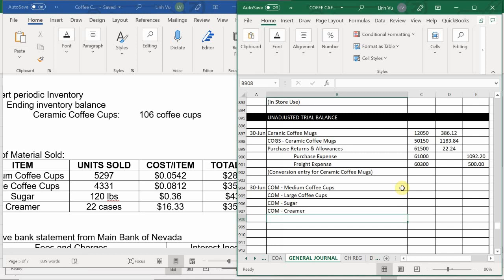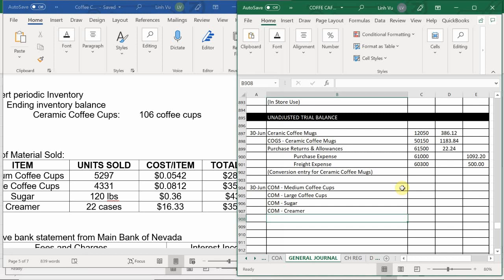If I bought medium coffee cups, what account did I put it in? Oh, coffee. I can't remember anything. I'm blanking right now. Okay, so if I buy sugar, what account did I put it in? You put it in your sugar account.